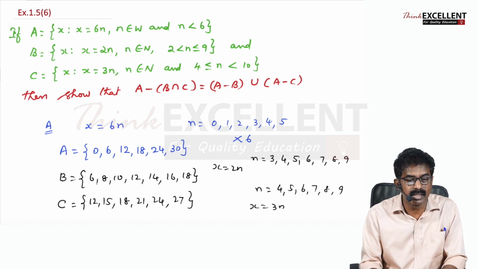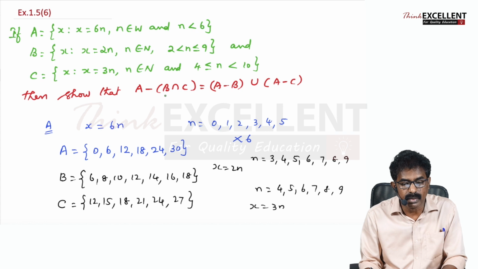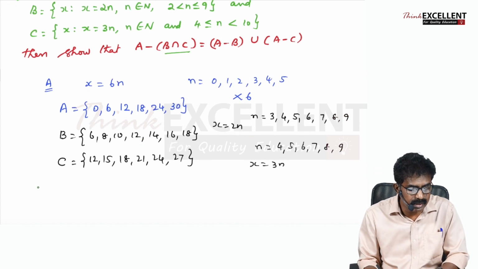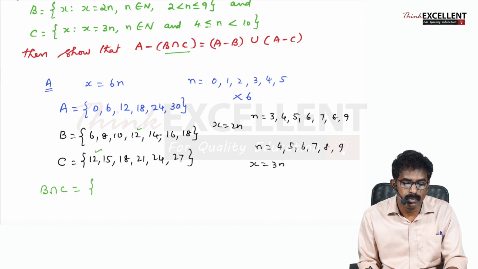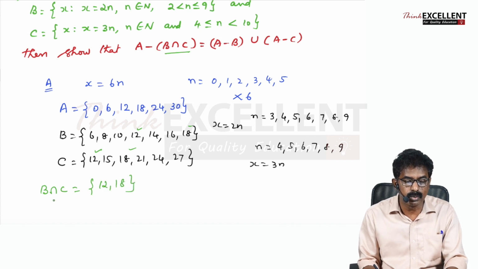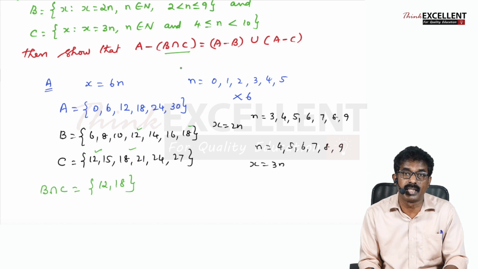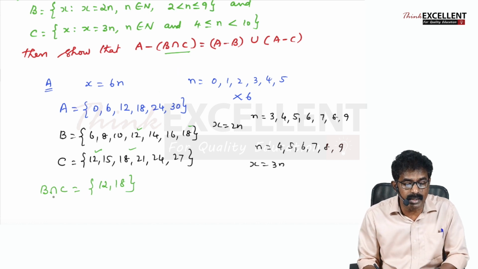To find LHS, first what do you need? B intersection C. First you find B intersection C. The elements which are common for B and C. See what is common here? 12 is common. Then 18 is common, right? So 12 and 18. B intersection C is 12, 18. Next we need A minus B intersection C.